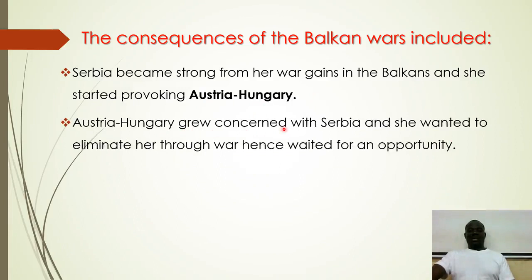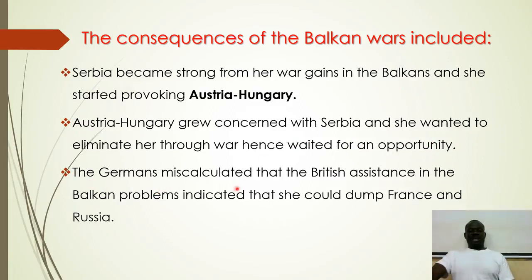Austria-Hungary grew concerned with Serbia, and she wanted to eliminate her through war, hence waited for an opportunity. So when Serbia started to provoke the situation, Austria-Hungary was also concerned. She wanted to remove Serbia through a war, and she was just waiting for a chance, to say, should there be a chance to attack Serbia, then anytime we are going to shell her.